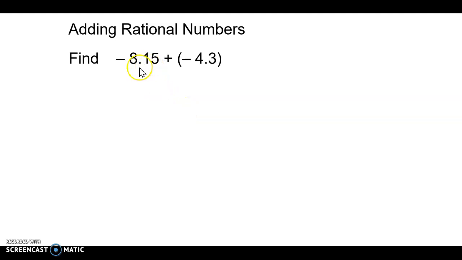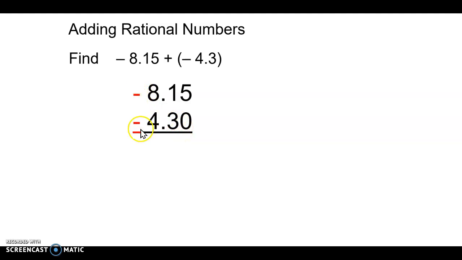Alright, so on this one, I notice I have two negatives, so I'm going to add and keep the negative sign. But I'm going to stack it. 8.15 is bigger. And then the 4.3. Now, do you notice how I added a 0 right here? That was just to make it so they line up nice and easy. You don't have to. It's up to you.